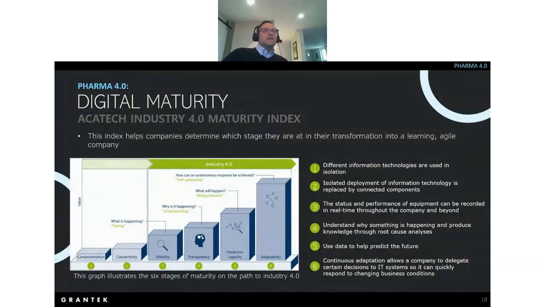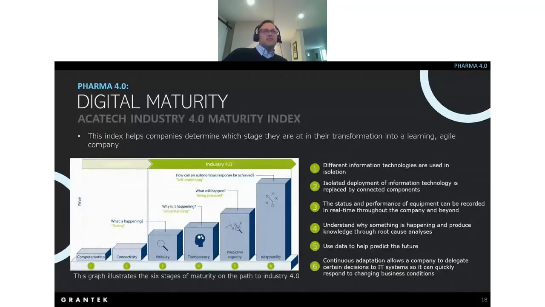ACATECH, the National Academy of Science and Engineering in Germany, published this study in 2017. They realized the road to Industry 4.0 will be different for every company, and it is therefore necessary to begin by analyzing each company's current situation and goals. What are the company's strategic objectives for the next few years? What technologies have already been implemented?